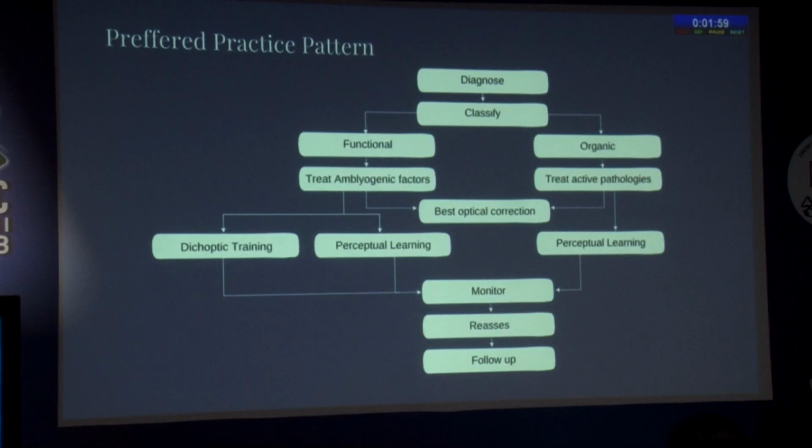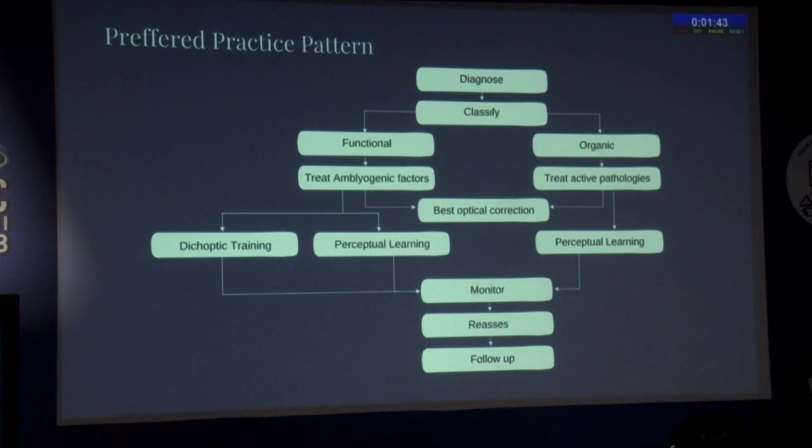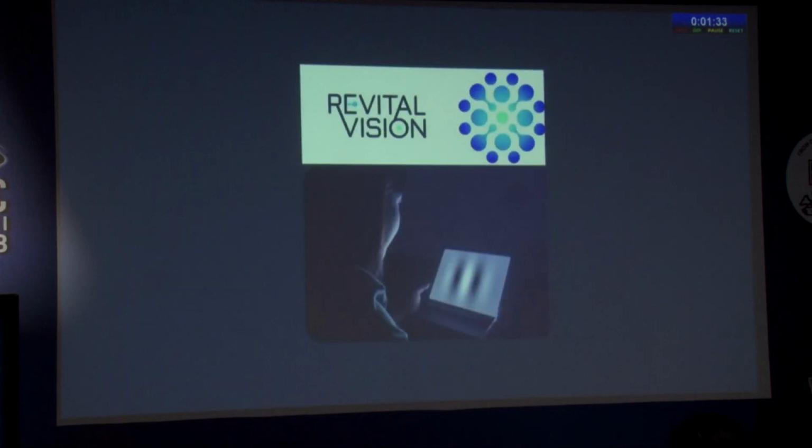In functional amblyopia, there are two therapies, as we already saw: a perceptual learning based therapy or dichoptic training. Both can be given, customized on a patient basis. And for organic amblyopia, like low vision patients, we can give a try of perceptual learning programs. For all of these, we have to monitor during the therapy, reassess, and follow-up of the patient is very important. So just have a look at the software options.